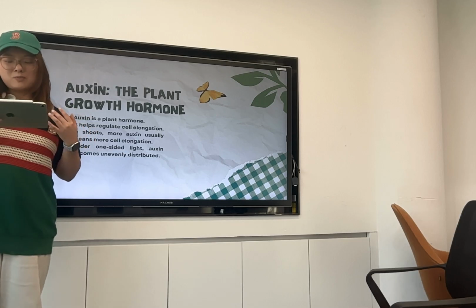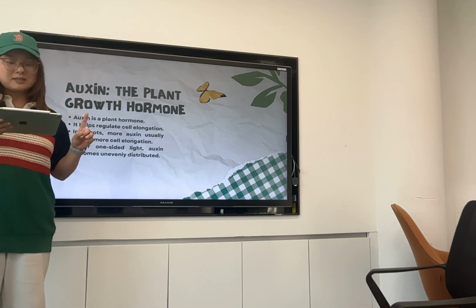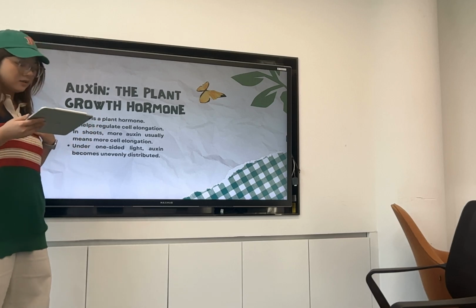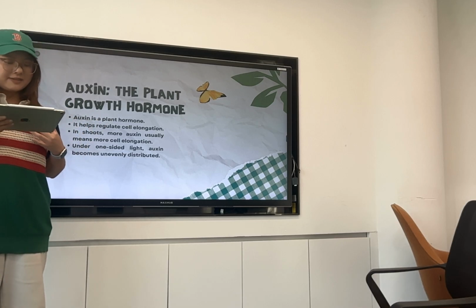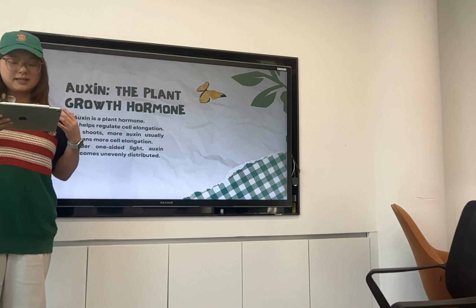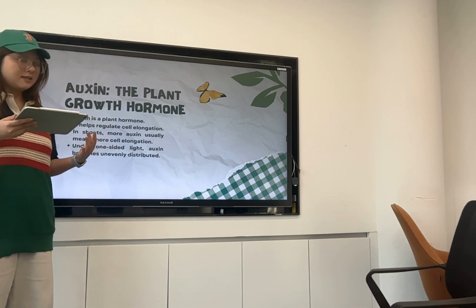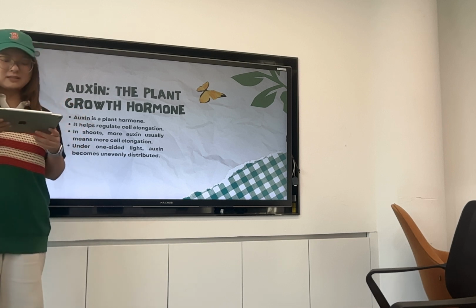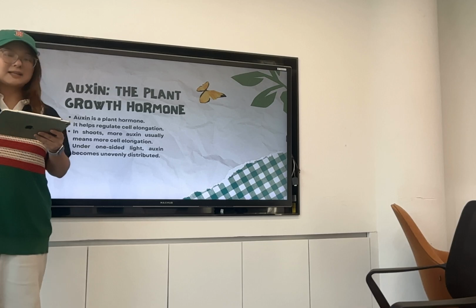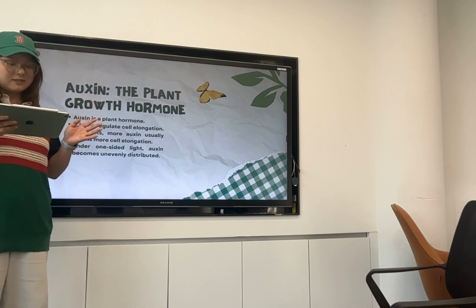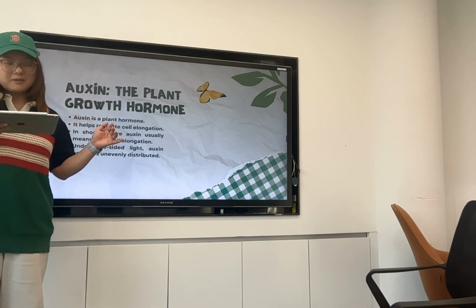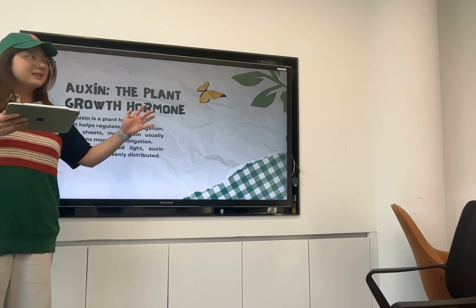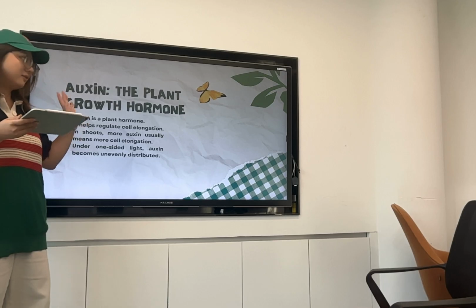When light comes from only one side, auxin becomes unevenly distributed. More auxin accumulates on the shaded side of the shoot. Then the shaded side cells elongate more than the light side cells. Because the shaded side becomes longer, the shoot bends toward the light. So the basic mechanism is that one-sided light leads to auxin redistribution, which leads to more elongation on the shaded side, which then leads to the shoot bending toward light.